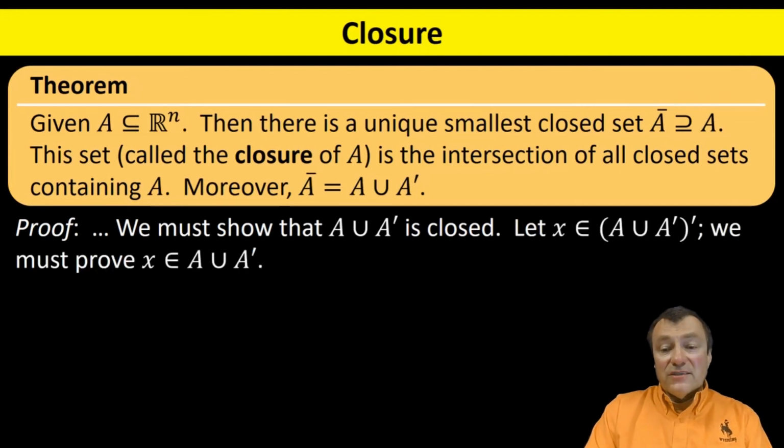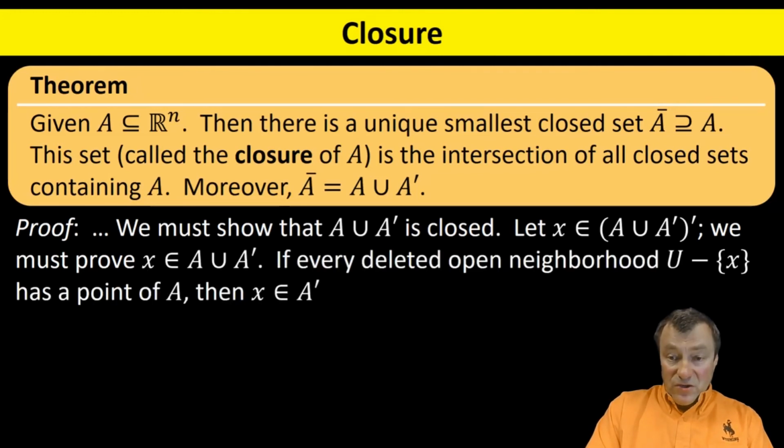So, let X be a limit point of A union A prime. We only need to show that X is in A union A prime. So, take an open neighborhood U of X. If every deleted neighborhood U take away X has a point of A, then by definition X is a limit point of A, so then X would be in A union A prime. In that case, we'd be done.